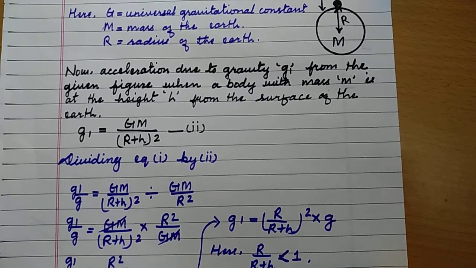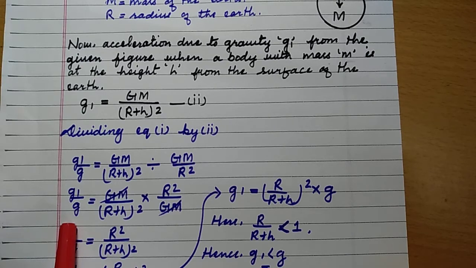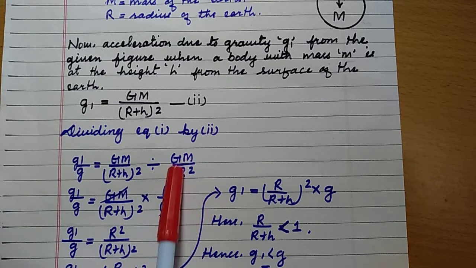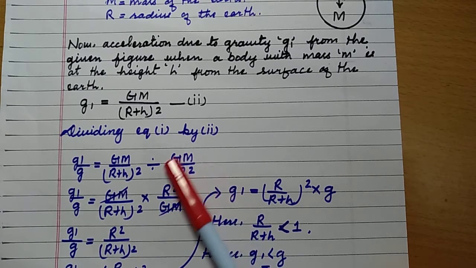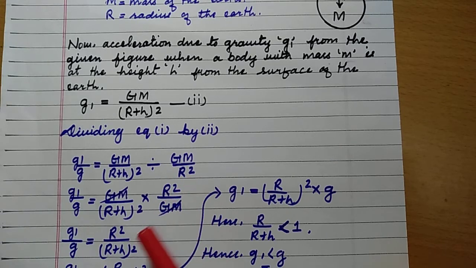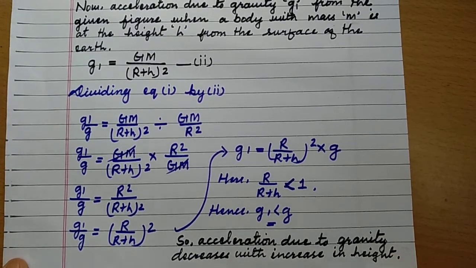Now in the next step, g dash divided by g equals GM divided by (R + H) whole square. When this division sign becomes multiplication, this fraction gets upside down, reversed. So R square divided by GM. Now let's do the cancellation. GM cancels out. Then there remains only R square divided by (R + H) whole square. Both R square is square, so that is why you can make them whole square. g dash divided by g equals (R divided by R + H) whole square. It can be written this way because both are square.